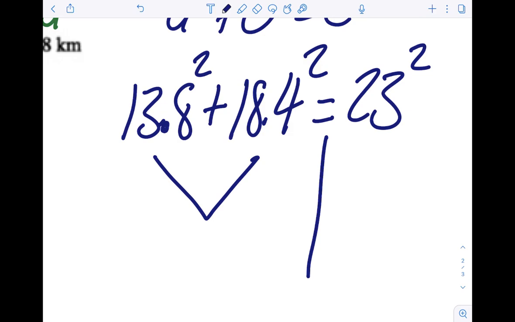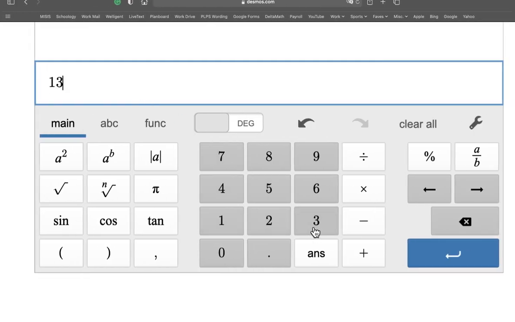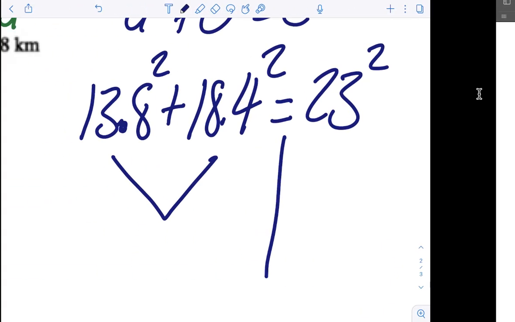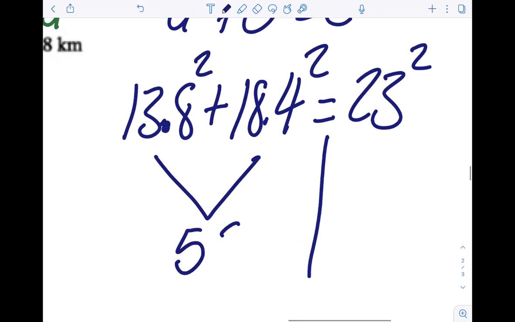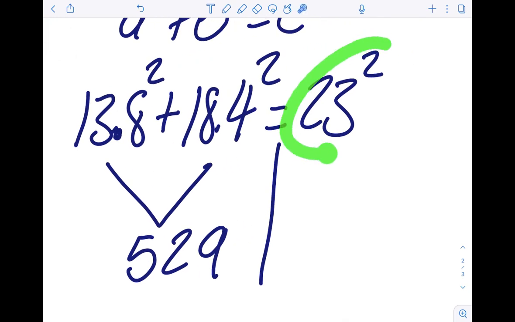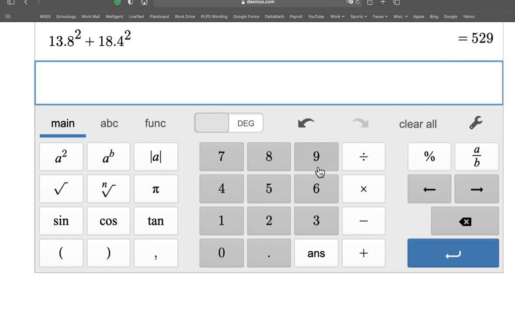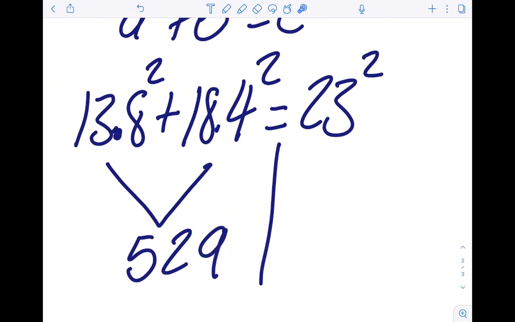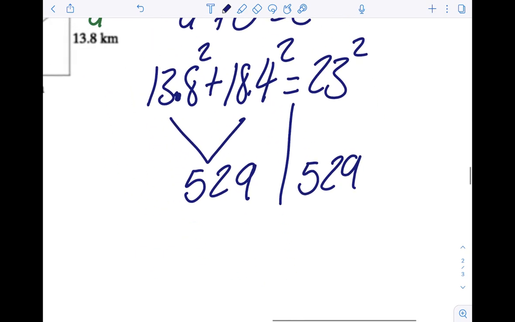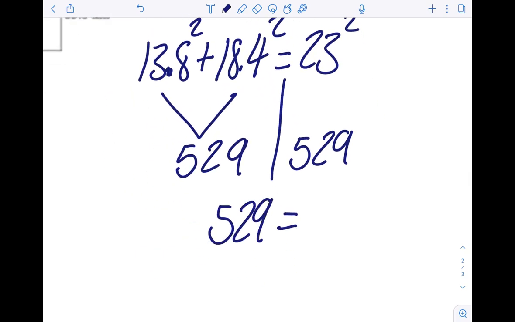Let us do these two first. 13.8 squared plus 18.4 squared. I'm going to let my calculator do all the work. So 13.8 squared plus 18.4 squared gave me 529. Now, 23 squared, I'm going to go back here and hit enter. 23 squared, oh, look at that, 529. So indeed, 529 is equal to 529.